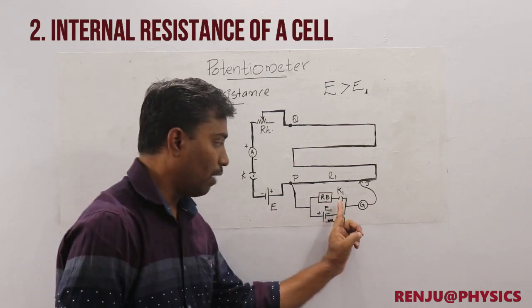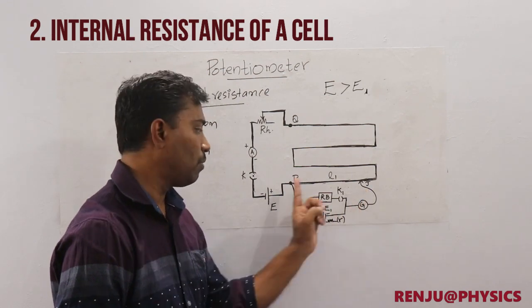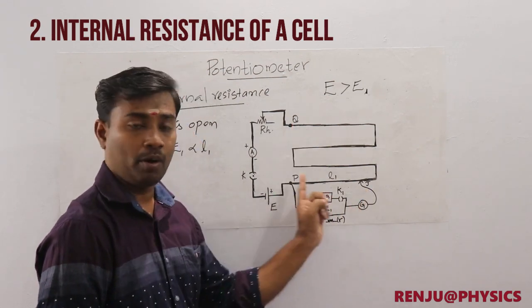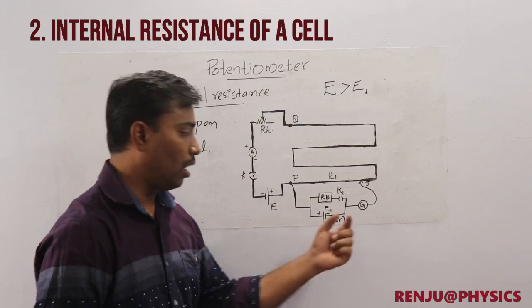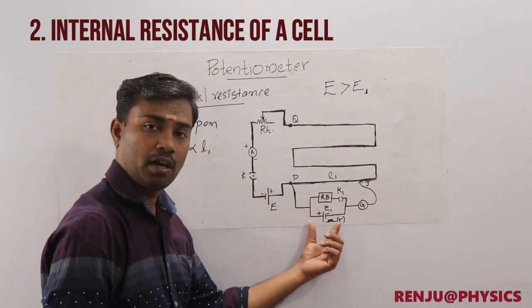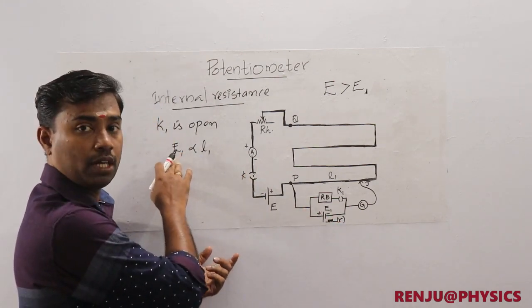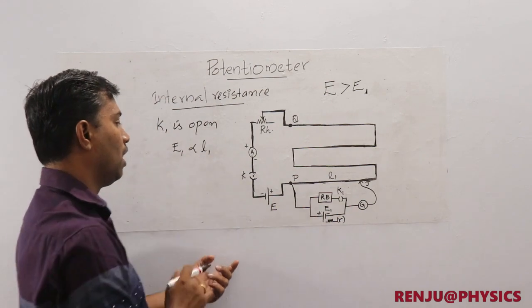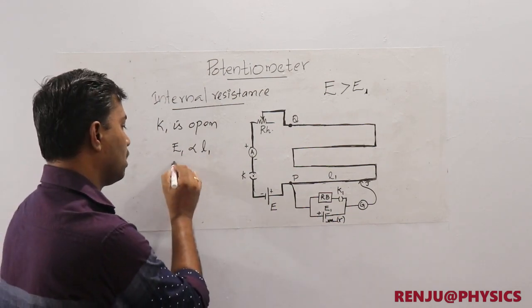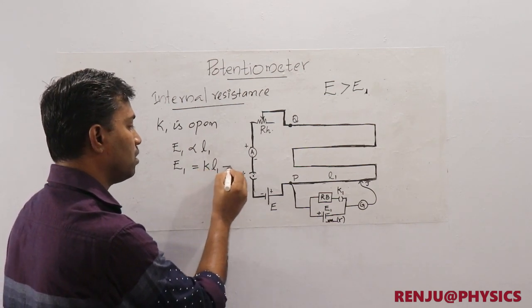First K1 is open. We are balancing the cell E1 by moving the jockey from one end to the other end. A point J is reached, the galvanometer shows a deflection, so the cell E1 is balanced. According to the principle of potentiometer, E1 is proportional to L1, or otherwise E1 is equal to K L1. That is equation number 1.